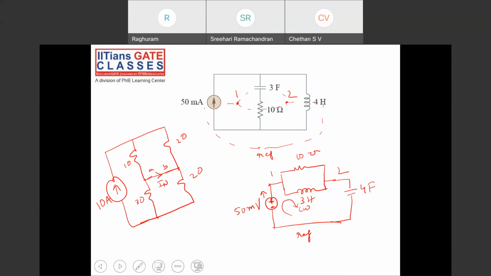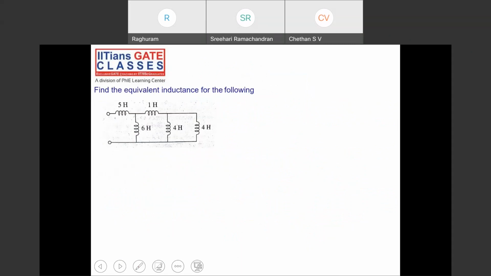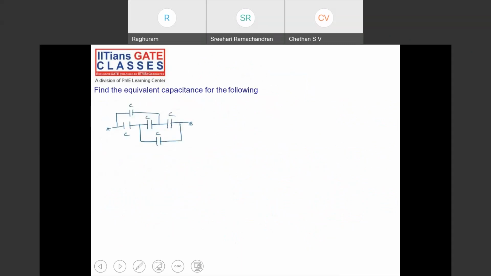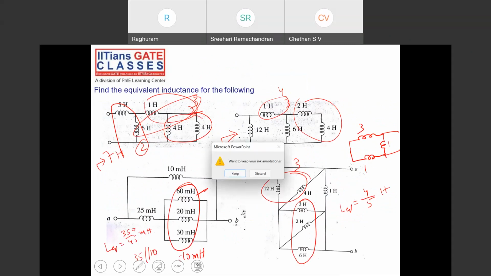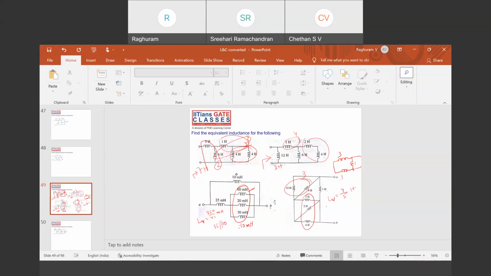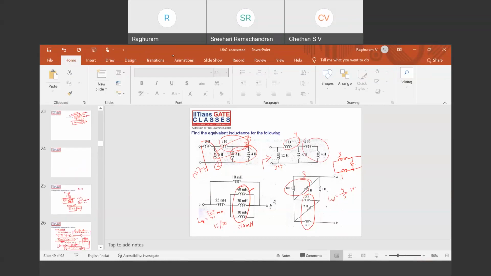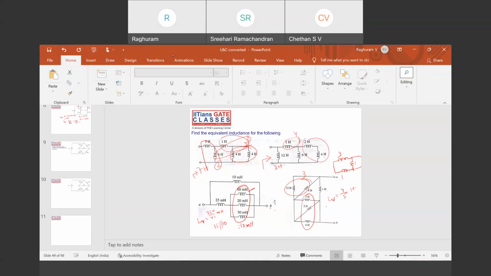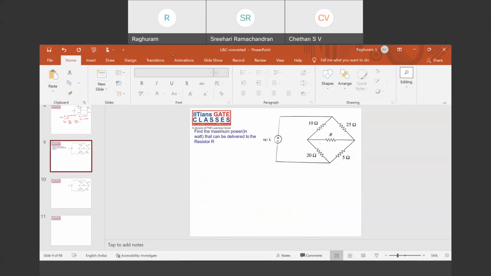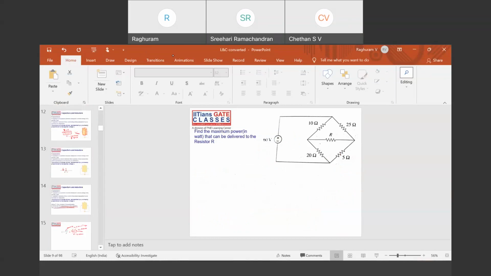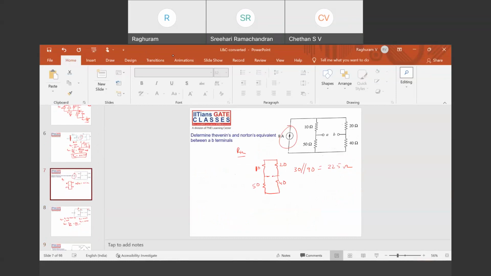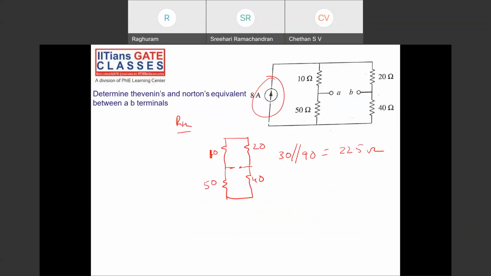I think we have done the same problem somewhere previously. Are you able to see it, right? This particular one, not this one, sorry. This particular one. Tell me what is Norton's equivalent current, IN.